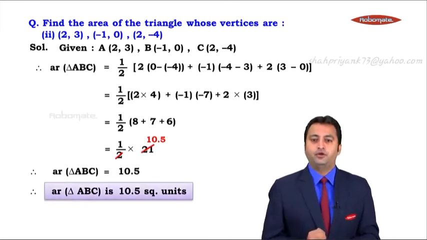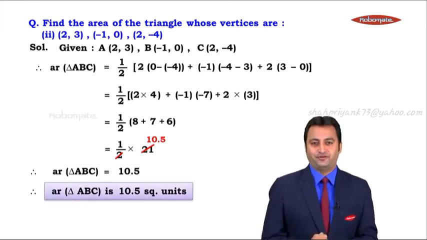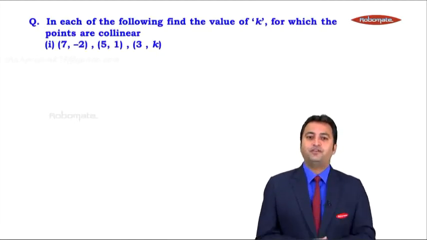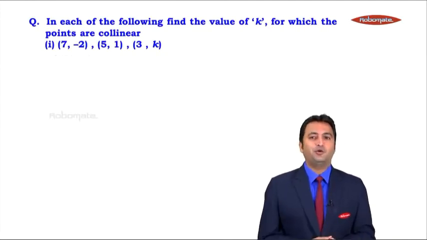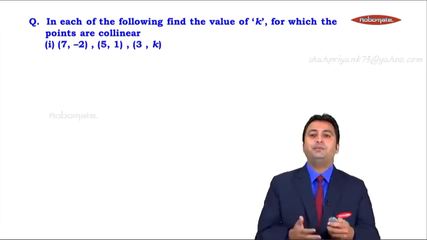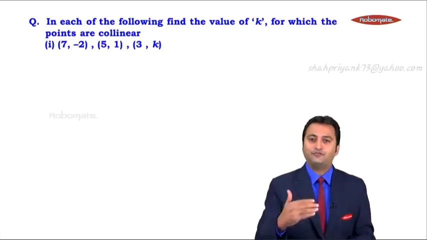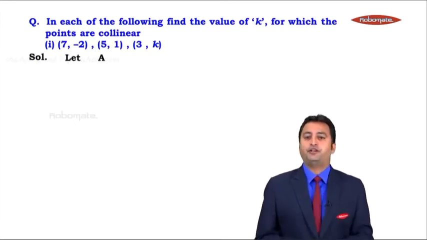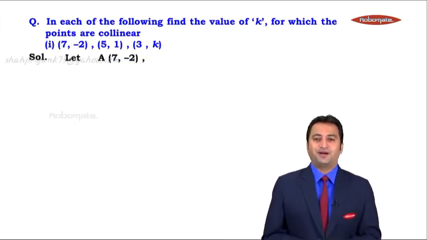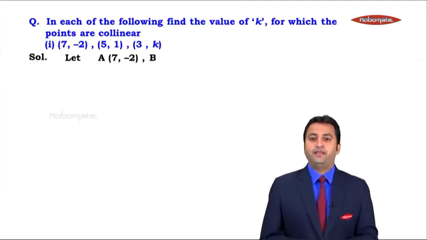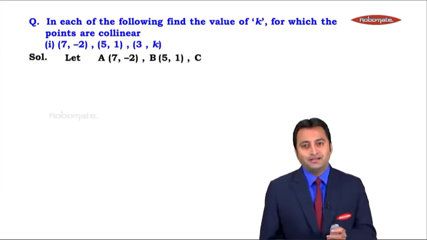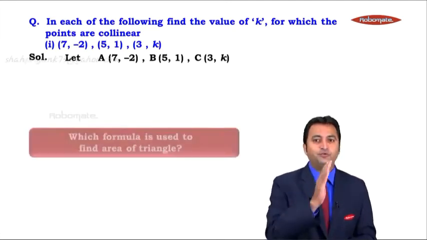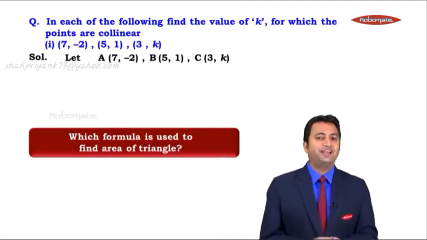In the next sum you will find one change. Now look at that change. The question is to find the value of k if the points are collinear. I'll explain the meaning of that later on. Let us first continue. There are 3 points given to us. First point we name it as A, (7, minus 2). Second is B, (5, 1) and third is point C, it is (3, k). According to these 3 points, we have got a triangle ABC.